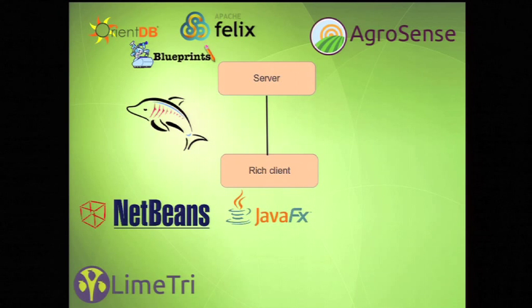On the server side, we use OrientDB for a graph database. And we use this because there is a lot of data in a farm.